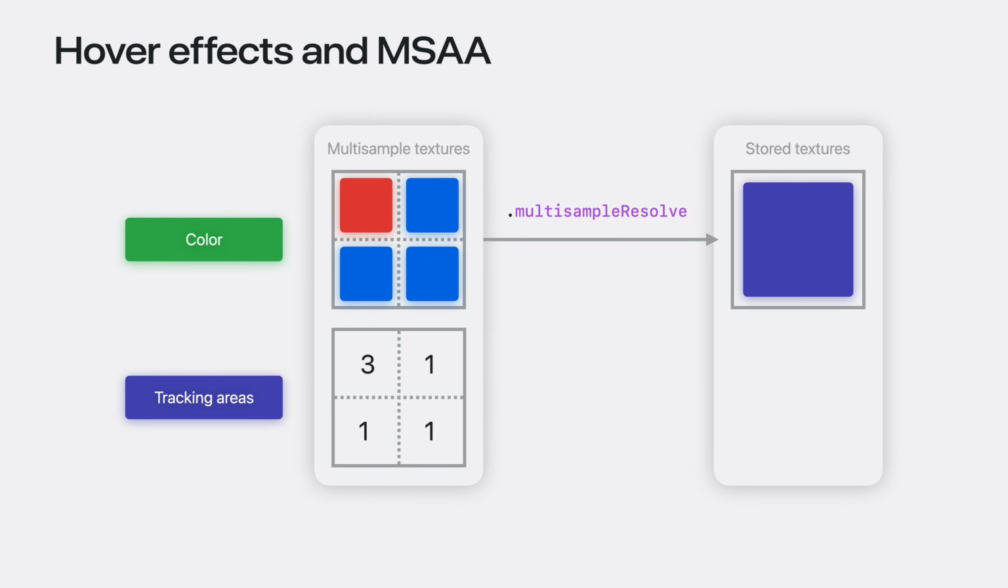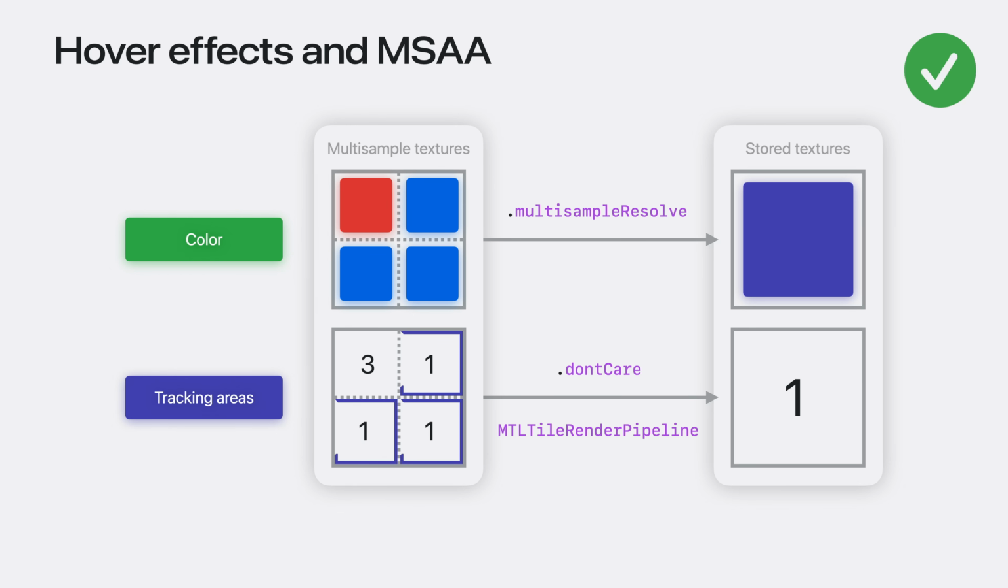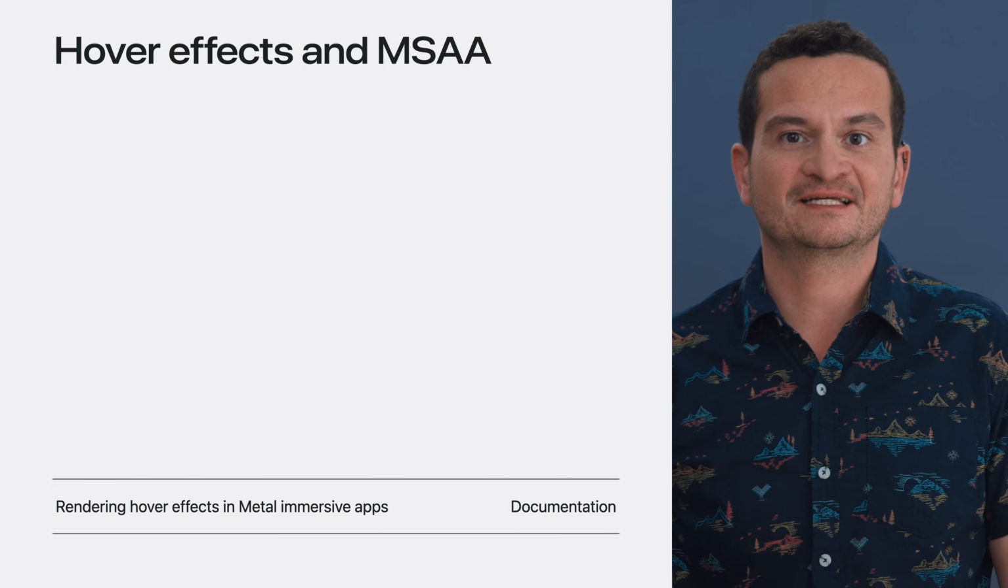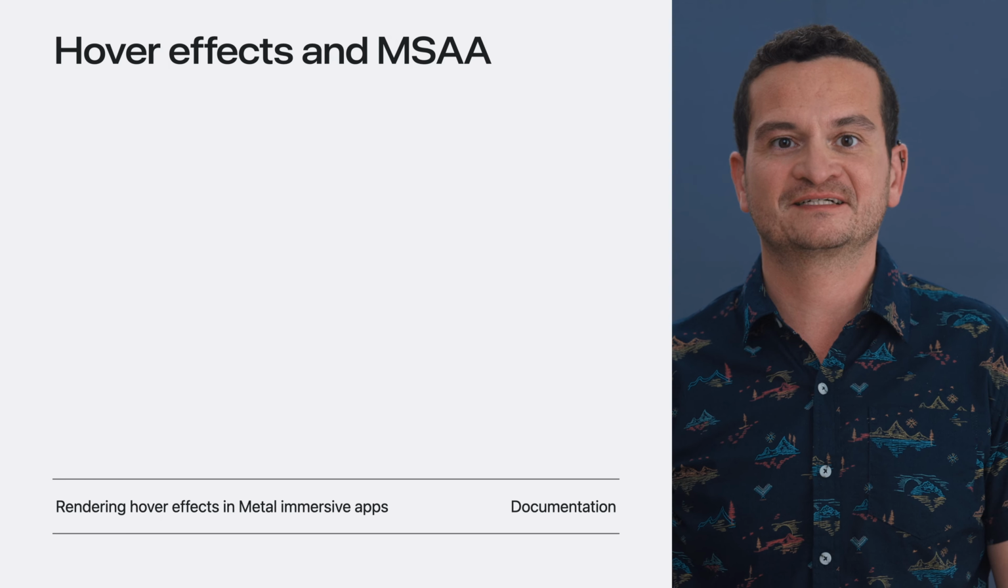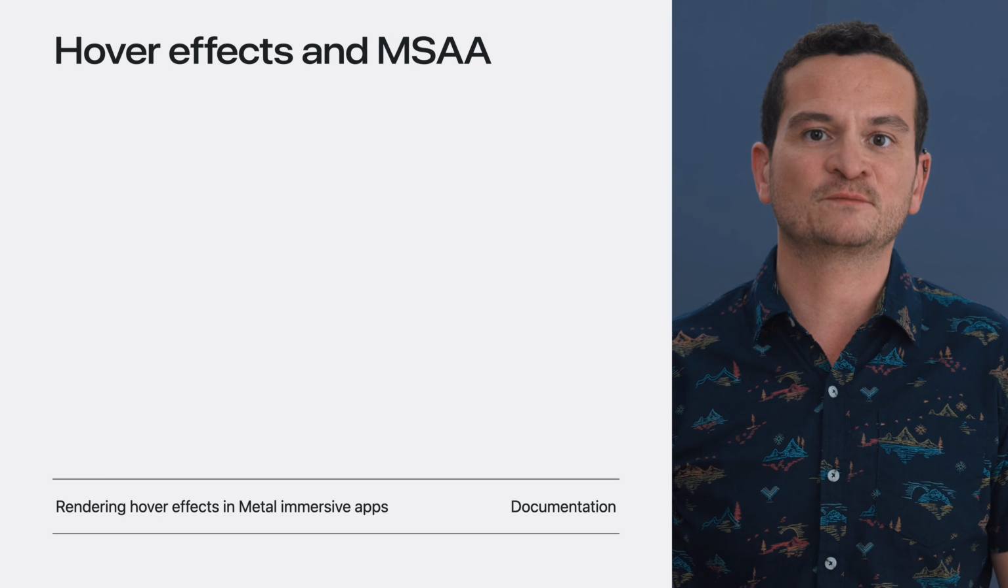If you use multisample resolve for your color, you have to implement a custom tile resolver for the tracking area's texture. You can do this by using the don't care store option with a custom tile render pipeline. A good strategy is choosing the render value that appears most frequently in the sampling window on the MSAA source texture. For an in-depth review of hover effects, including how to use them with MSAA, you can read rendering hover effects in Metal immersive apps in the developer documentation.